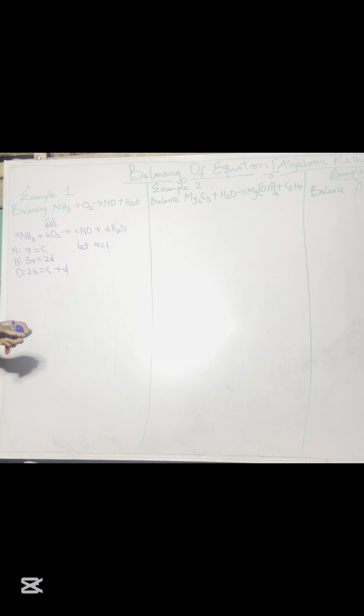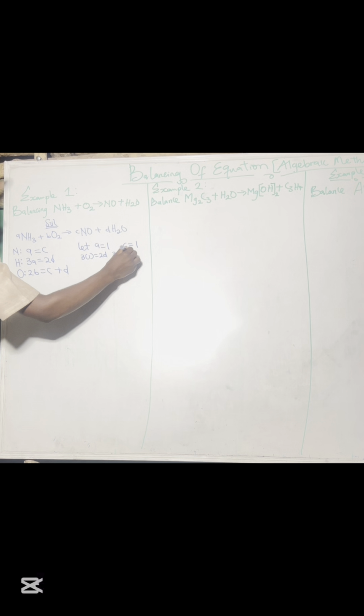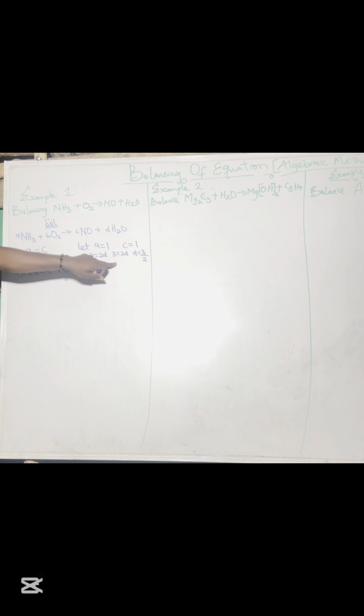So you will just represent the first coefficient as 1. So therefore, guys, if A equals 1 and A equals C, that simply means that my C also equals 1. Also, guys, if 3A equals 2D and my A equals 1, that simply means 3 times 1 equals 2D. 3 equals 2D. Everybody, D equals what? 3 over 2. So I'm going to divide by 2. So my D equals 3 over 2.